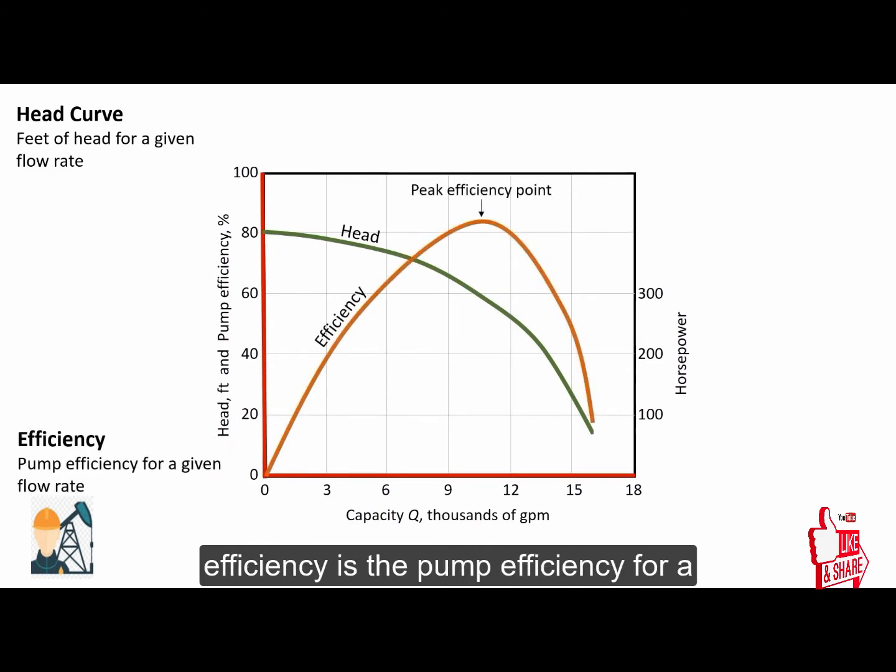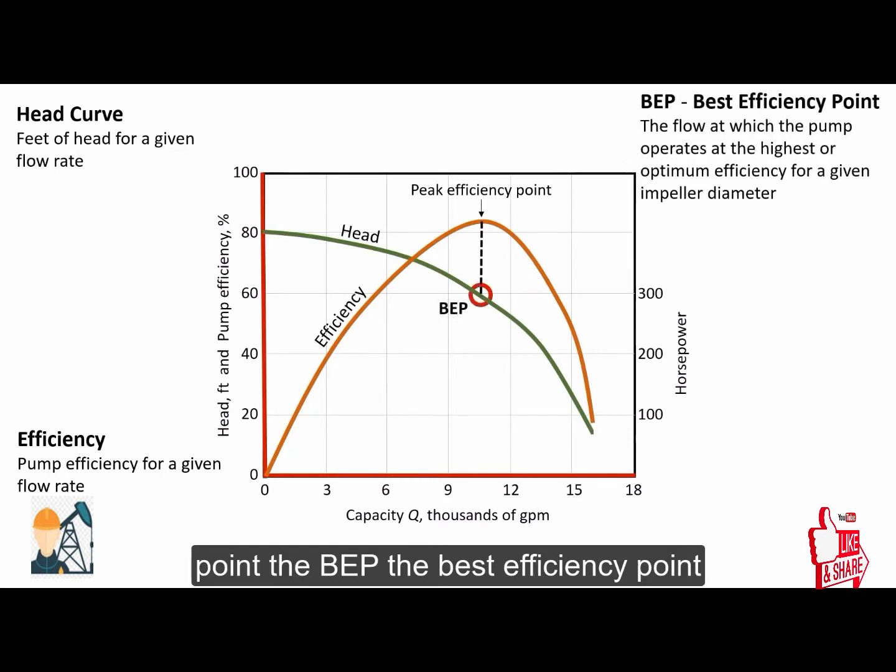So efficiency is the pump efficiency for a given flow rate. So this shows you the efficiency of the pump versus head for a given flow rate. And you can see that we have the peak efficiency point right at the top of the efficiency curve. If we come down from that peak efficiency point to where it intersects the head curve, we can find that best efficiency point, the BEP.